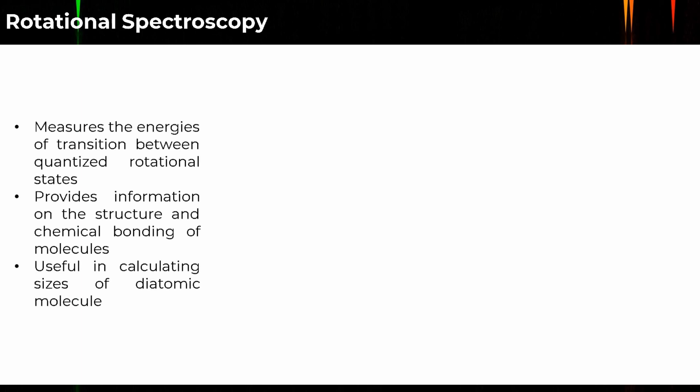Rotational spectroscopy is a type of spectroscopy that measures the energies of transition between quantized rotational states of molecules in the gas phase. This technique provides information on the structure and chemical bonding of molecules and crystals by measurement of wavelengths of microwaves emitted or absorbed by the sample. This technique is useful in calculating sizes of diatomic molecules.